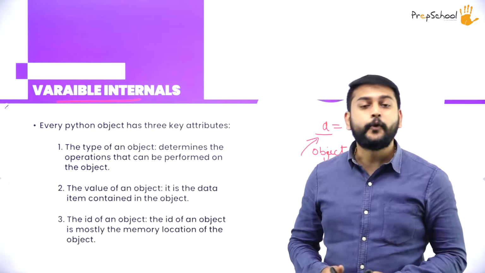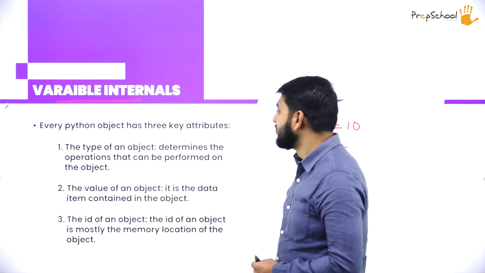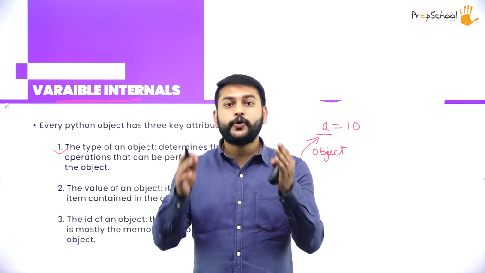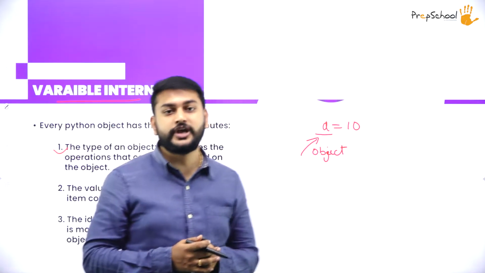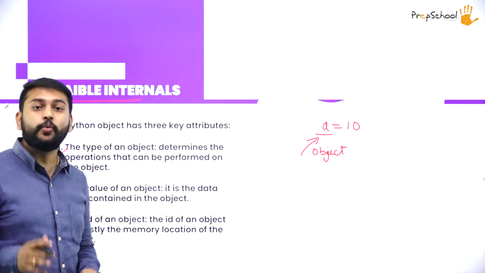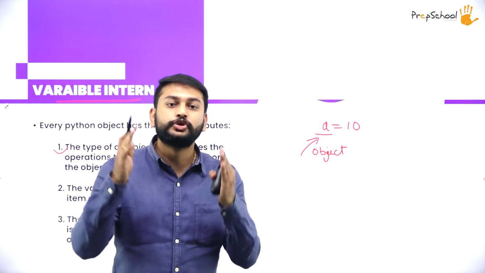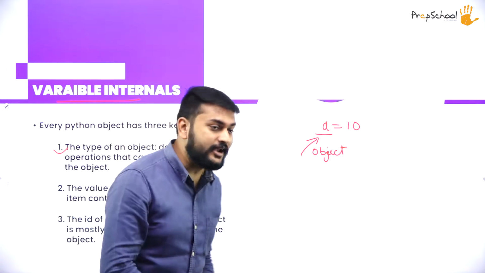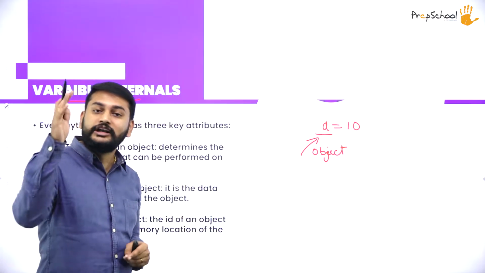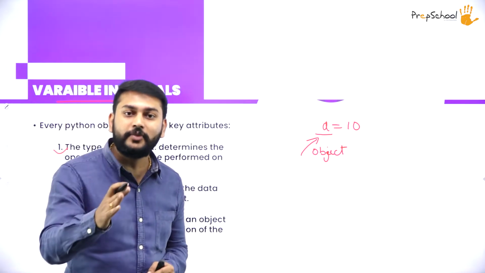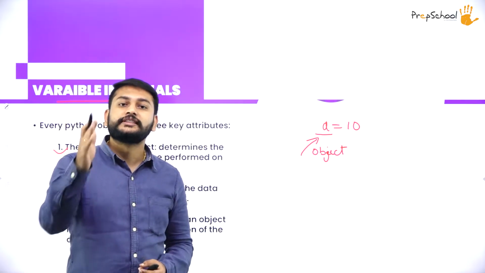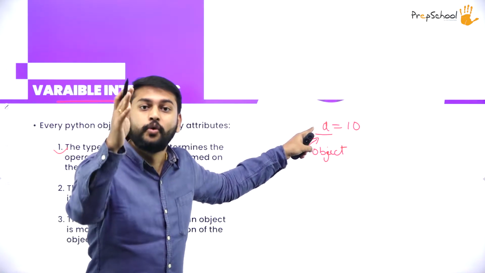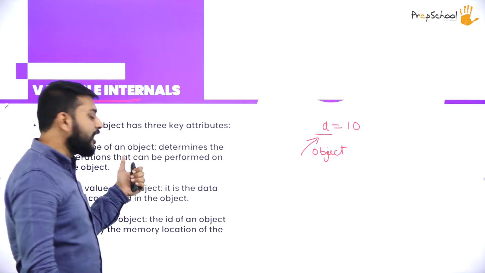The first point that you have to understand is the type of an object. The type of an object will tell me what kind of operation you can perform on that particular object. Please understand, the type of an object will determine what type of operation you can perform on this object. That is what you have to remember when it comes to the type of an object.